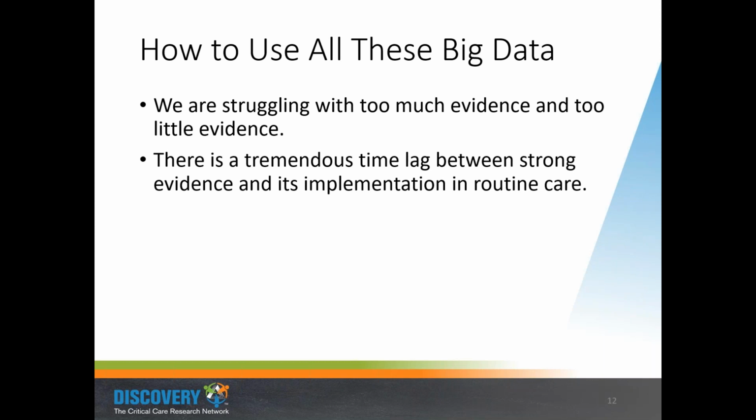The other thing we struggle with is the tremendous time lag between the publication of strong evidence, for example, in a randomized trial, and then implementation into routine care. And different studies have estimated that time lag is about 17 years from the publication of that gold standard RCT evidence to actually dissemination broadly.